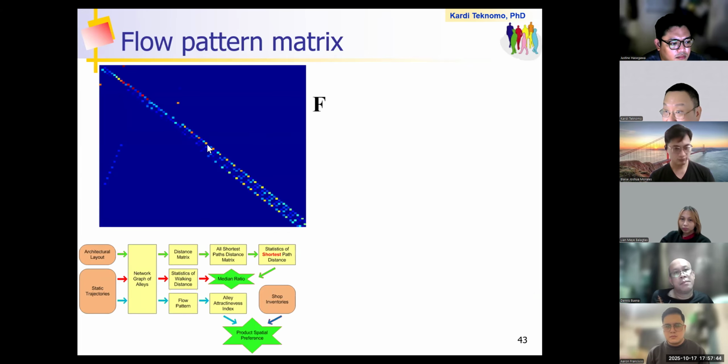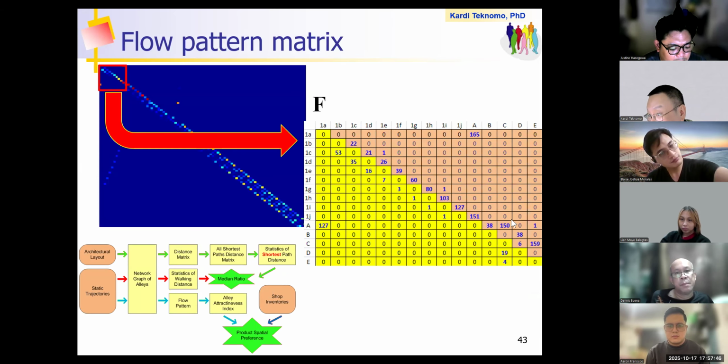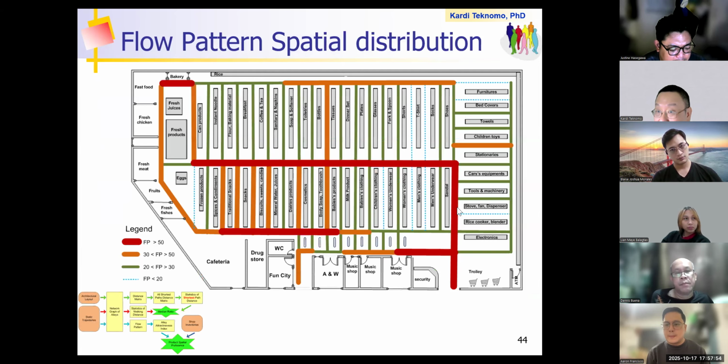So based on that flow, we get the actual flow here. And from that flow pattern, we draw. And this is very interesting. Can you see? I put different color and thickness here so that you can see. Oh, people love to buy bakery there.